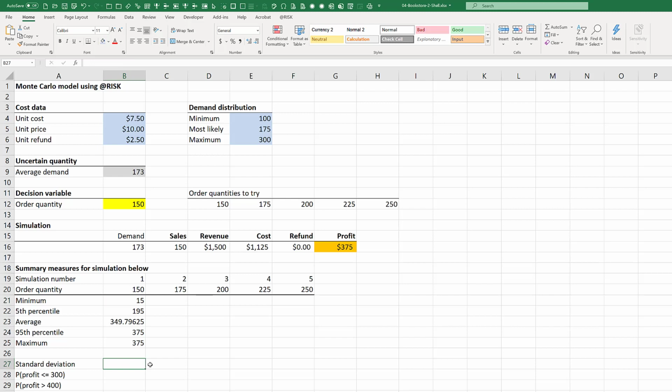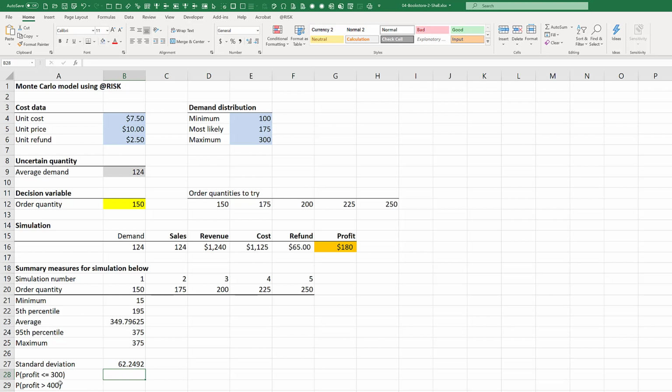Now, standard deviation is kind of a measure of risk. So, the larger the standard deviation, the more risky it is. Okay, risk STDDV. Okay, that should be absolute reference, and for which simulation.